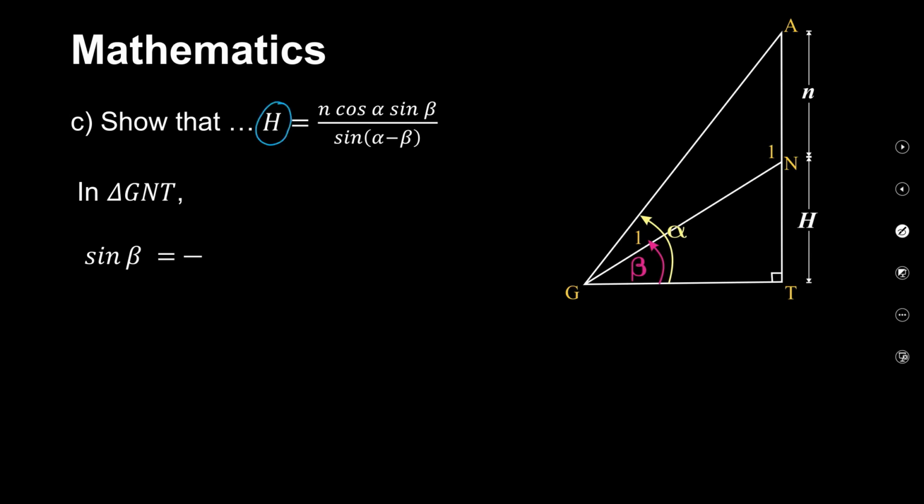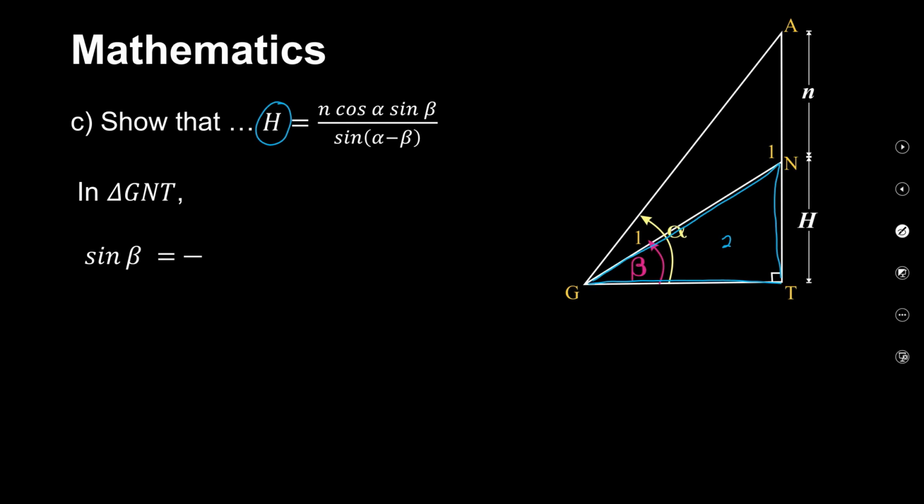Okay, so H belongs to this small triangle here. But if we look at the amount of information that we have on this triangle, we've got beta and we've got H. So it's easy. It's a right angle triangle. We only need 2 bits of information, and we have them. We've got H and we've got beta, so we can rewrite an expression.